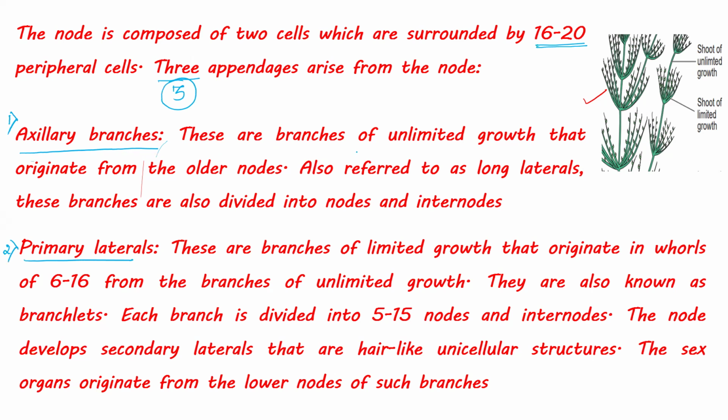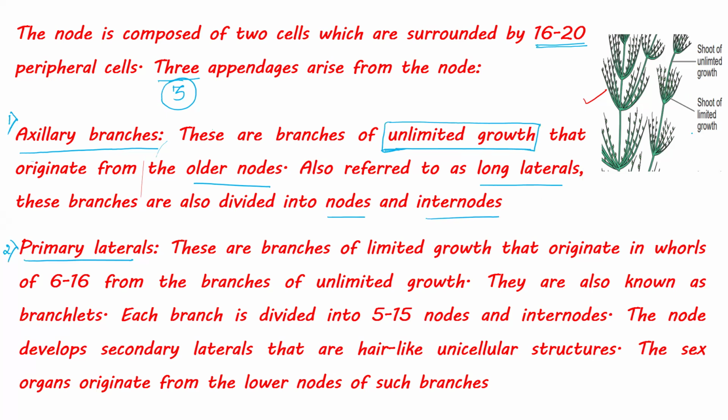Okay. These are branches of unlimited growth. That means they grow infinitely. There is no limitation to their growth. Axillary branches are nothing but branches of unlimited growth that originate from the older nodes, and they are also referred to as long laterals. These branches are also divided into nodes and internodes.